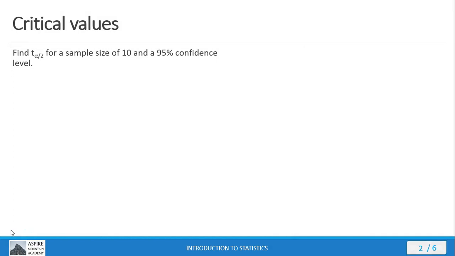So, let's look at some more practice for calculating the critical values using the t calculator in StatCrunch. First we're asked to find t alpha over 2 for a sample size of 10 and a 95% confidence level. So go ahead and stop the video here and get into StatCrunch, get your t calculator, see what you can do with this, and then come back and we'll see how well you did.